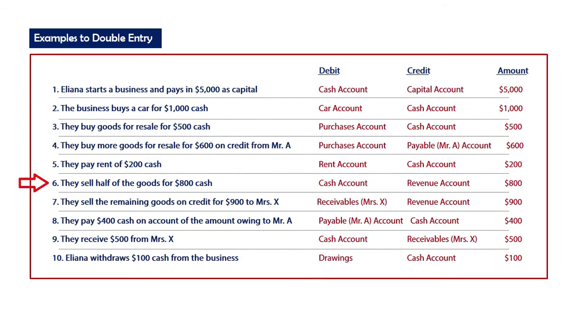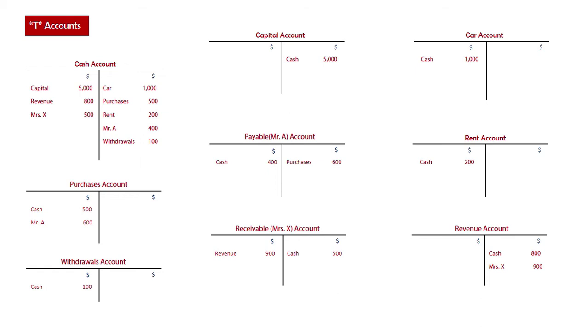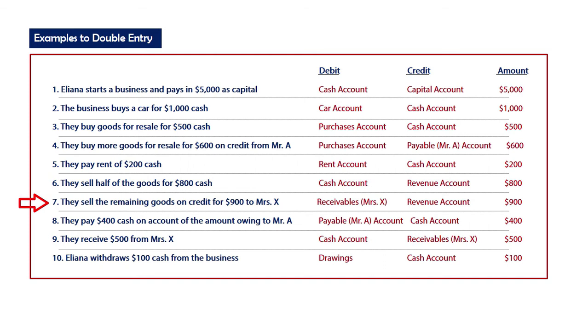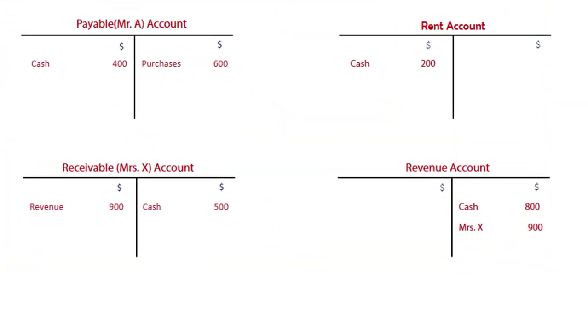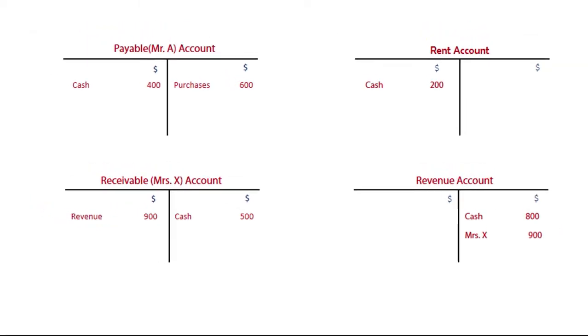Sixth example, we debit the cash account and credit the revenue account with $800. The cash account is already open, so we debit it in the name of revenue for $800. Open the revenue account and credit it with cash of $800. Number 7, we are supposed to debit the receivables account and credit the revenue account. The revenue account is already open, so we open a new T account for receivables. We open the receivables account and debit it in the name of revenue for $900. Come to the revenue account and credit it in the name of Mrs. X, who is the receivable, for $900.